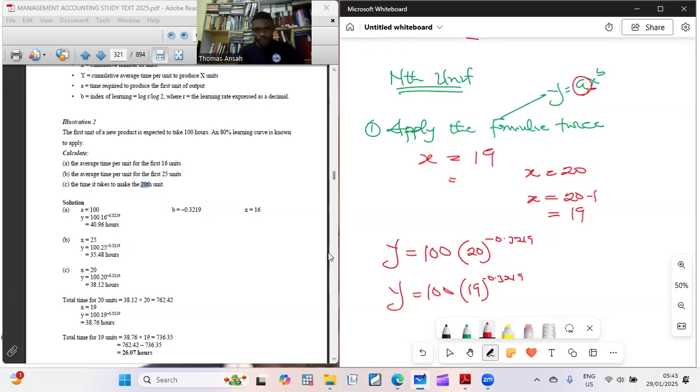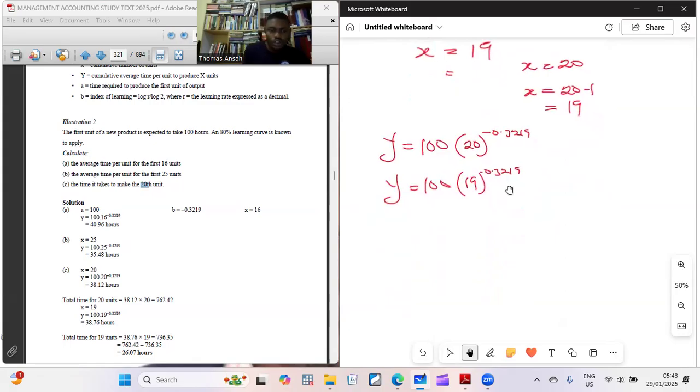All right. So this is step 1. We are calculating the time for the 20. We are doing it for the 19. So let's see how it will be. 20 raised to the power minus 0.3219. Is that okay? Then I'm multiplying the answer by 100. And what I get is 38. For this one, what I get is 38.123. So that is what you see here.